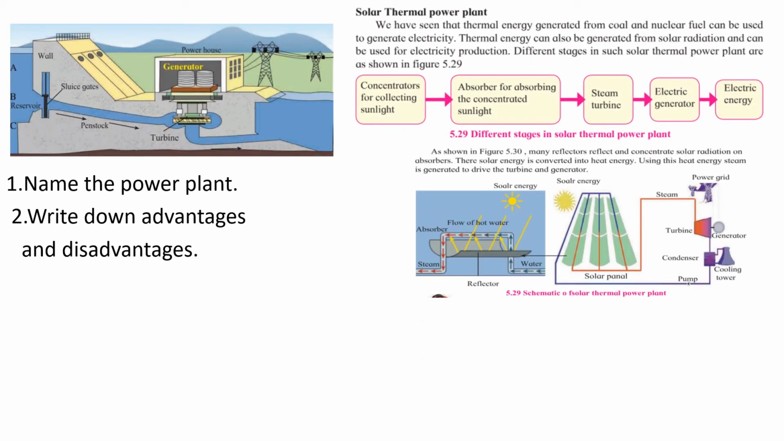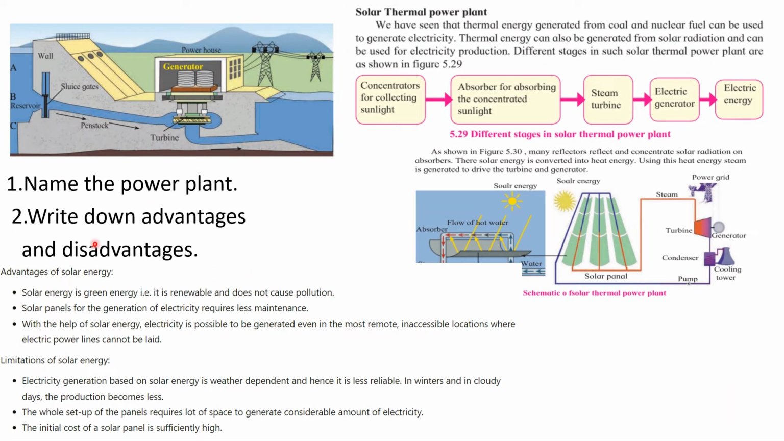Now, this is also a very important diagram based question. Name the power plant. As we know, it is the thermal power plant. Now write down the advantage and disadvantage of the thermal power plant using solar energy. This power plant is basically based on solar energy. So what are the advantages of solar energy? Solar energy is green energy. It is renewable and does not cause any pollution.